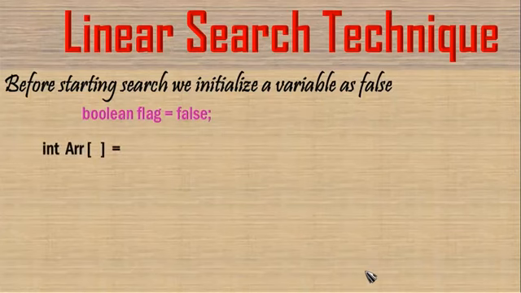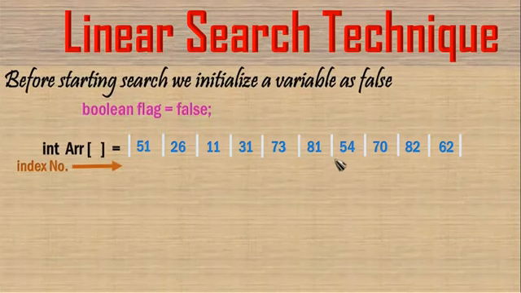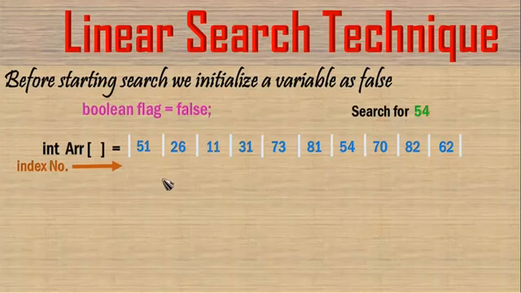For example, if I have an array like this, for your better understanding, I have also displayed the index number here. Let us imagine that we are searching for value 54 here. Linear search will search by comparing the elements from the first index to the last index. So, the value in index number 0 will be compared with the given value.